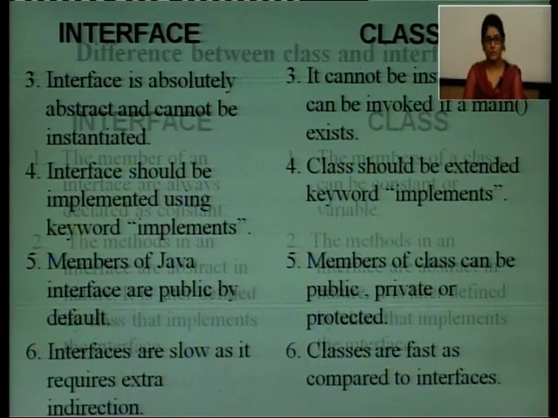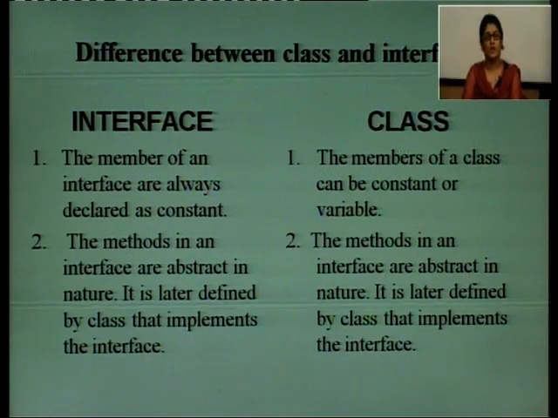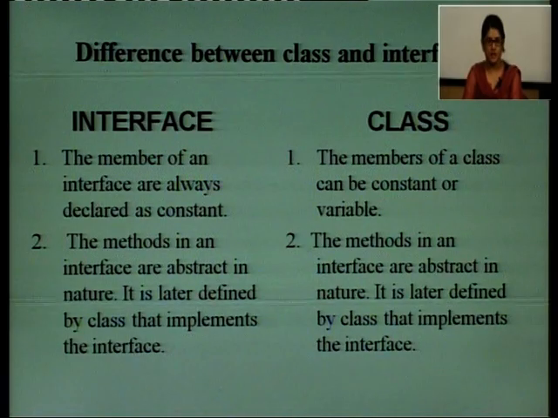Anyways, let's begin with the next topic, that is the difference between a class and an interface. As I told you, you may consider an interface a class, but there are some typical differences between classes and interfaces, which are written over here. The members of an interface are always declared as constant, whereas the members of a class can be constant or variable. This is the first difference between classes and interfaces.